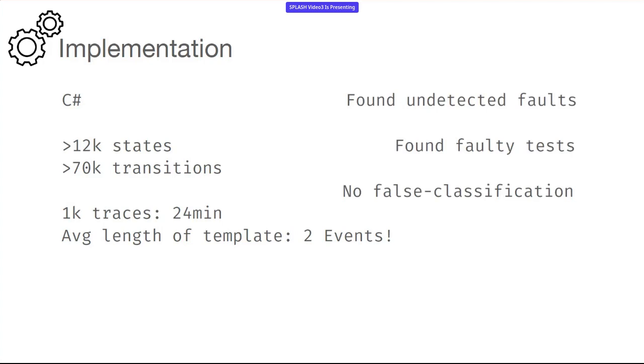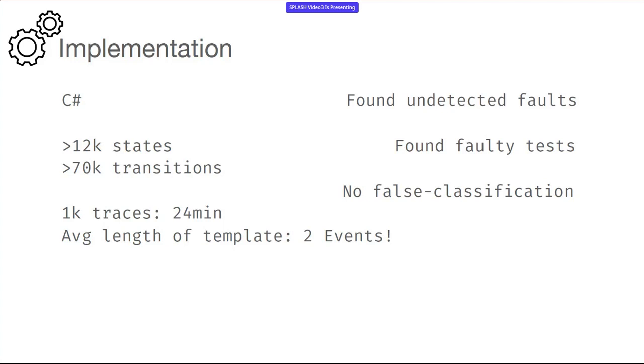We've also had some interesting results. We found undetected faults, so the company did not find faults that we did. We found faulty tests: the testing environment thought, okay, here's an error, and we said, no. What is also good is that the company never complained about our classification. When we looked at different traces that we classified together, we never got back the answer that it should actually be a different fault.